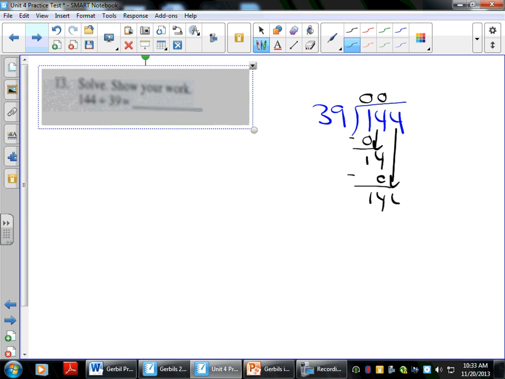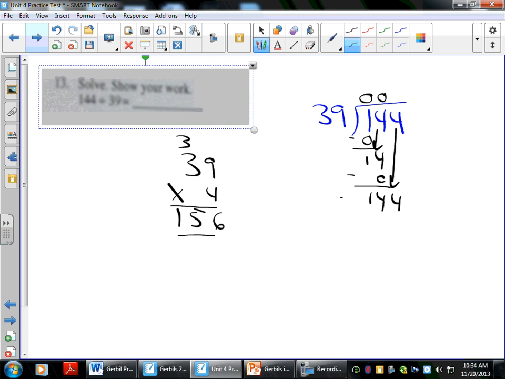Bring down the 4. How many times can 39 go into 144? Well, I'm going to go ahead and try 39 times 4. Let's see what that equals. 9 times 4, 36. 4 times 3 is 12, plus 3 is 15. 156.